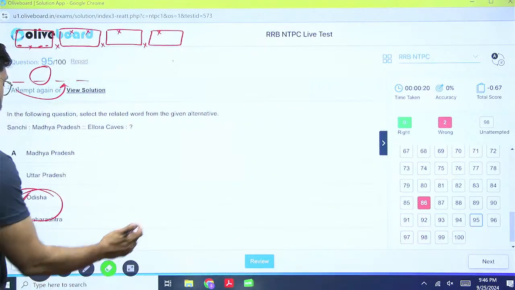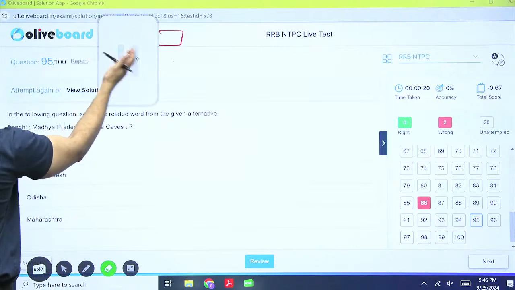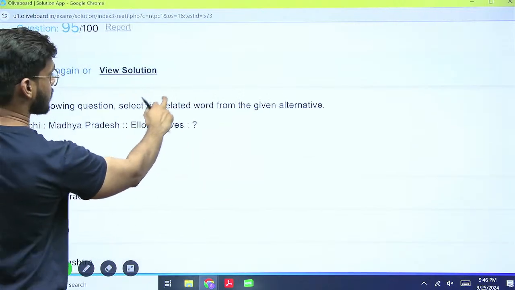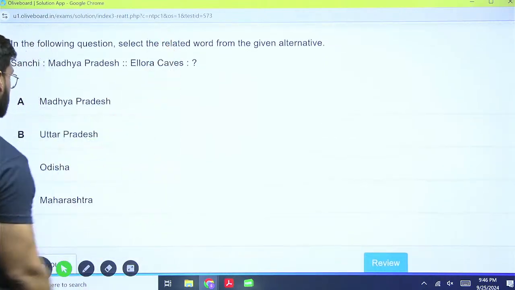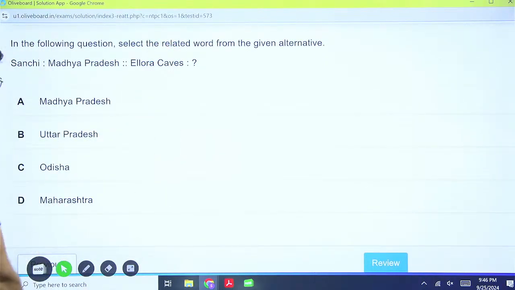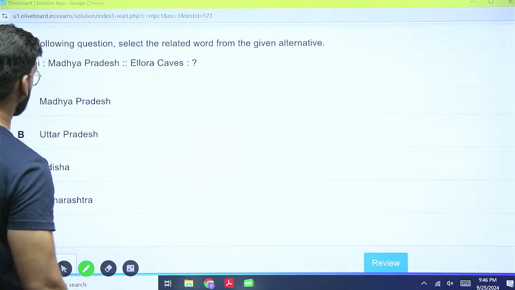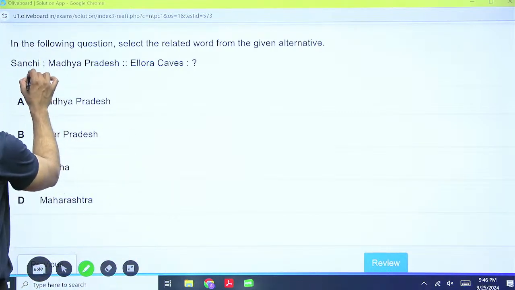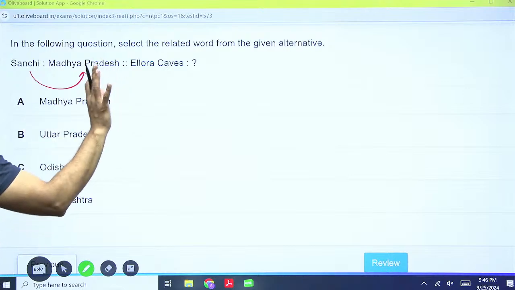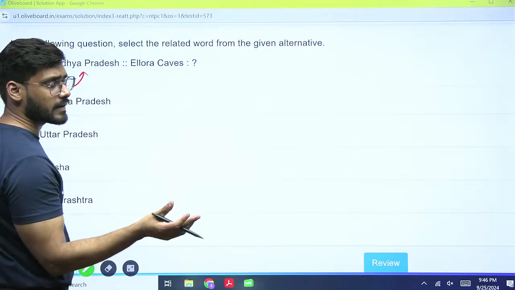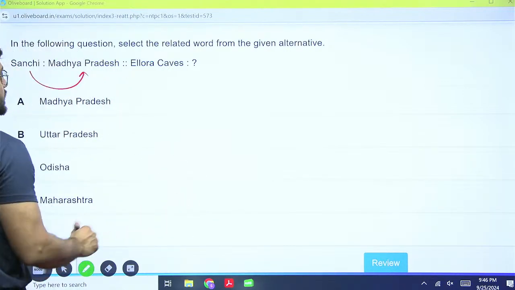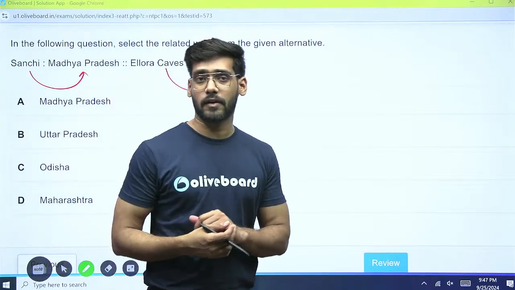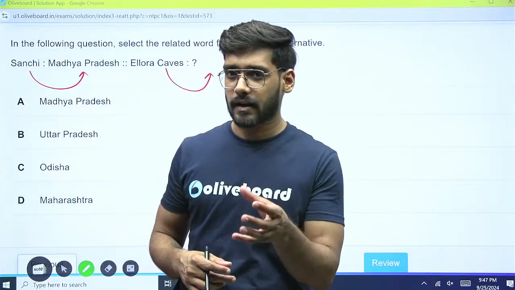Okay, the next question is of analogy, and this analogy is based on GK. Let's check your GK. Common GK, it is given on the common GK which we have studied in our school time. Sanchi is located in Madhya Pradesh, no doubt. Sanchi Stupa, I guess you all have heard of this. And Ajanta Ellora Caves, I guess you have heard this term.